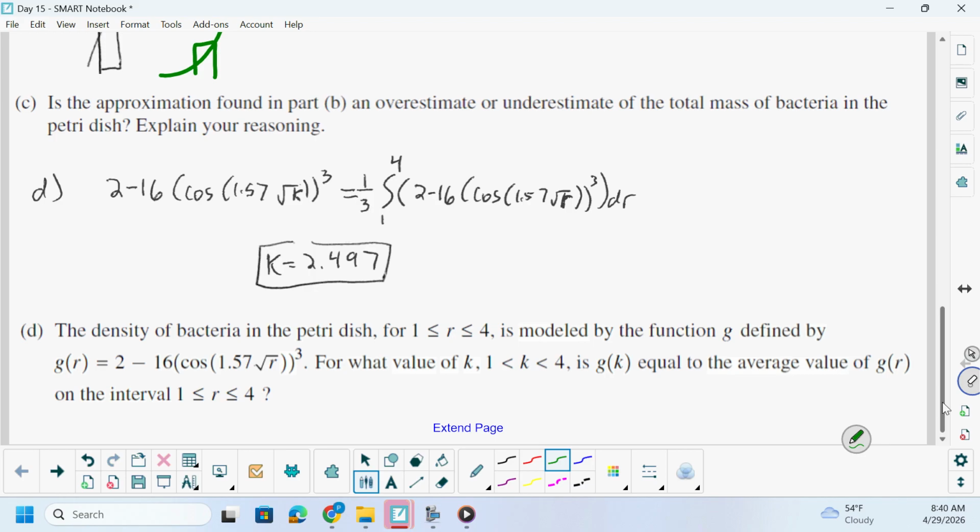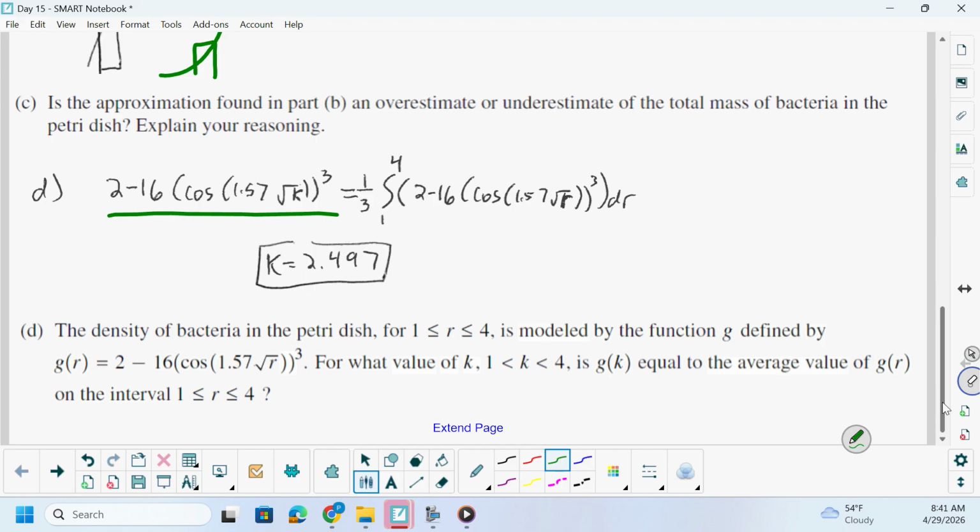So we want g of k. So that means take your g of r and replace all the r's with k. That's what we have here. We want that to be equal to the average value of g of r on 1 to 4. So average value, we want it to equal 1 over b minus a. So 1 over 4 minus 1 gives us the 1/3 out front.